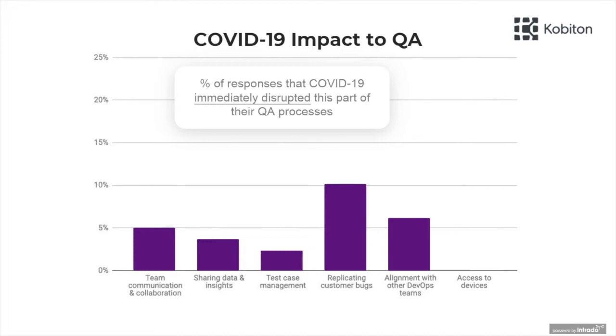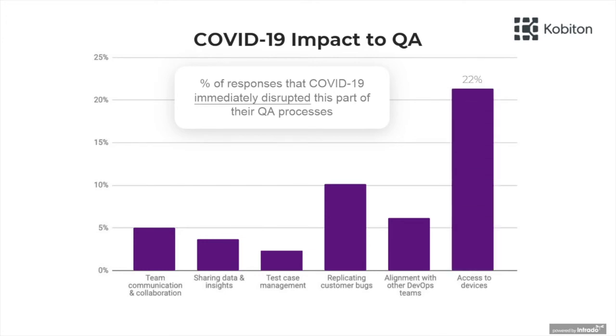But the one that really jumps out is this last one, which is access to devices. We had over 20% of the respondents say that access to devices for testing immediately disrupted their QA process. So it is a business continuity issue for the QA team, and something that I think caught a lot of organizations off guard.